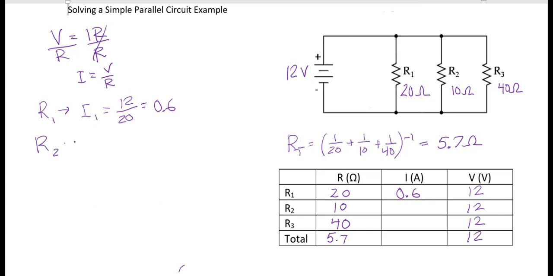For R2, I2 is going to be the voltage divided by the resistance. 12 divided by 10, which is a nice easy one, 1.2. It's not a coincidence that when you have half the resistance, you have twice the current, because it is inversely proportional. And then R3, to find the third current, we would take 12 divided by 40, which comes out to be 0.3.